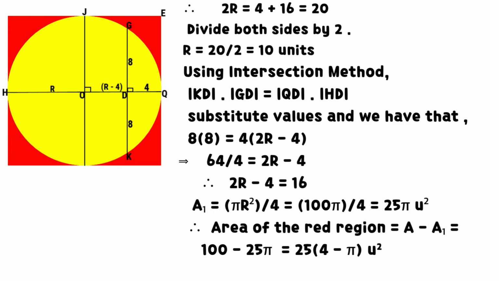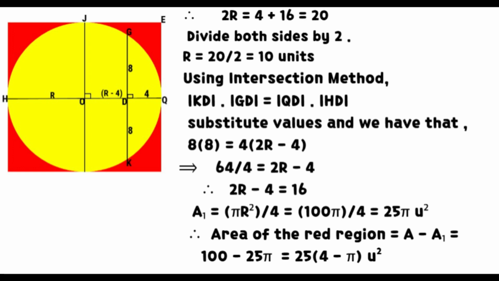The area A1 equals quarter of pi times the square of R, which equals 25 times pi, in square units. Therefore, area of the red region equals A minus A1, which equals 25 times, in bracket, 4 minus pi, in square units, after factorization of substituted values.